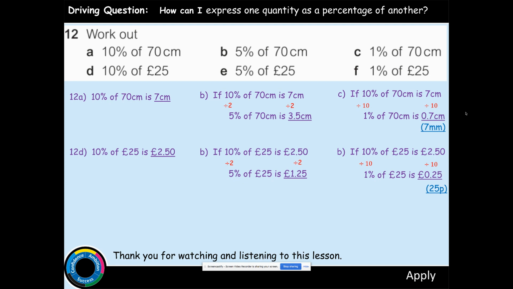Okay? If you feel you need to watch that whole video again, please do so. These are some important bits of maths that we're learning here. And always, always press pause. Don't feel you've got to go at the speed of the video.